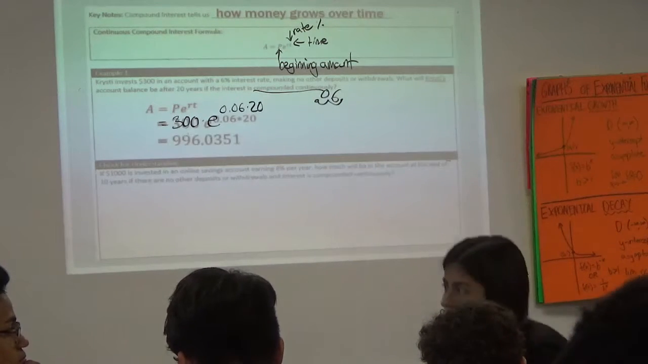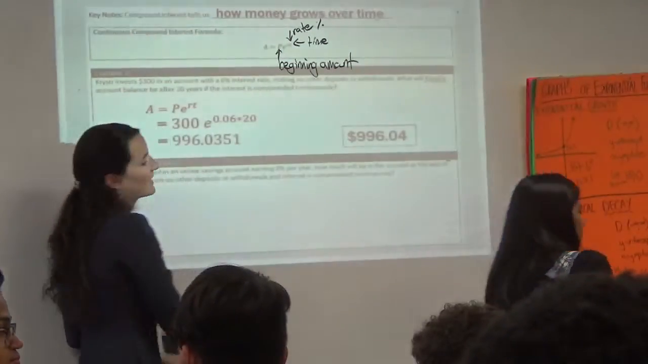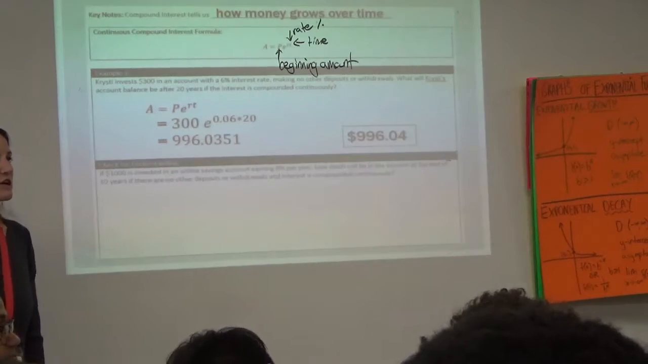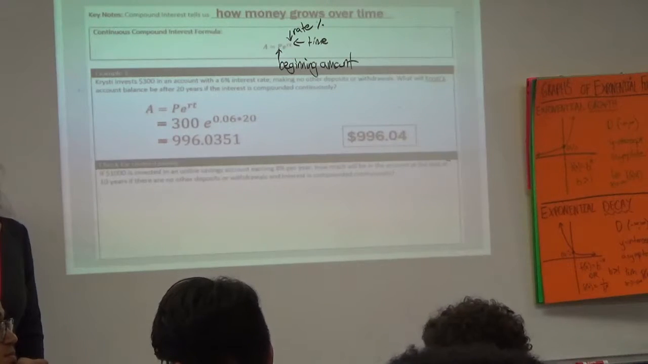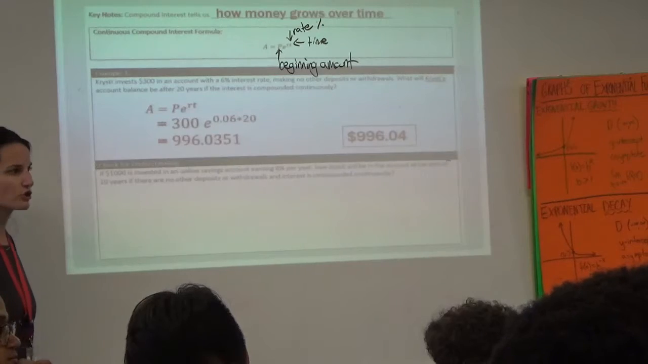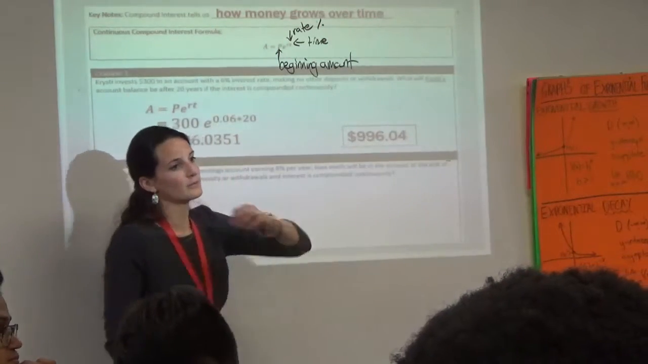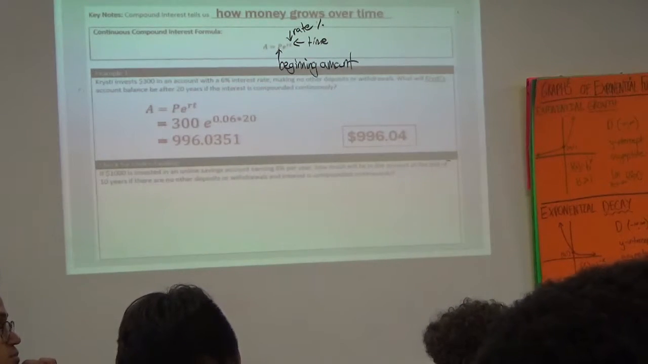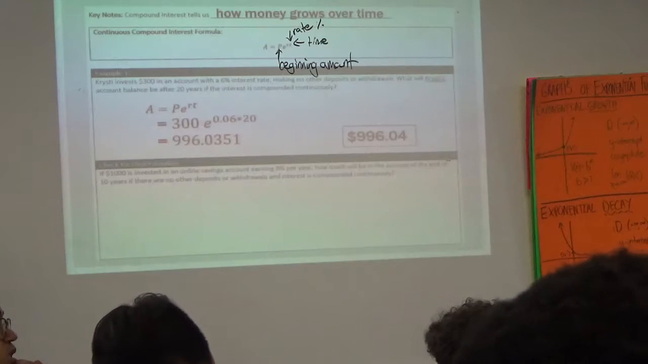Alright, you should have gotten $996.04 if you rounded. Usually for this one we need to go 3 decimal places, but since it was money, I wanted to just go to cents, right? I wanted it to make sense with my units. So make sure for these problems you're putting your units on the problem as well, okay? Go ahead and try the next one for me.